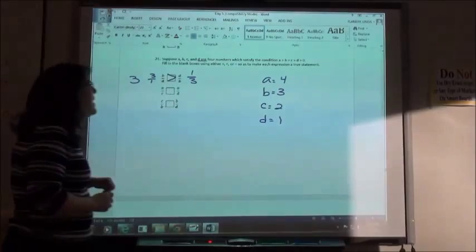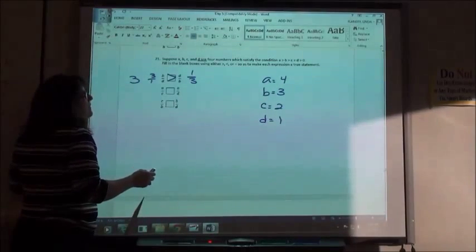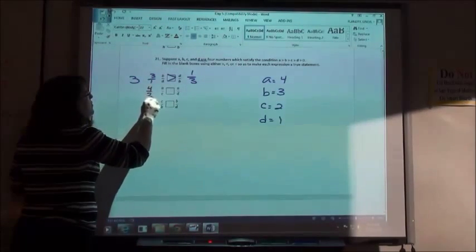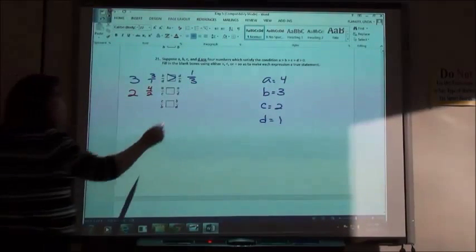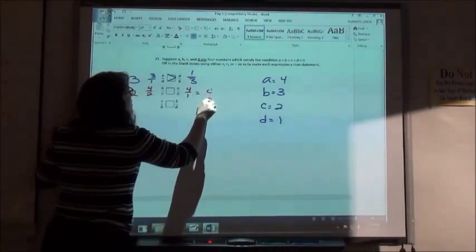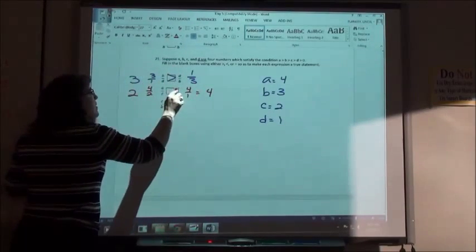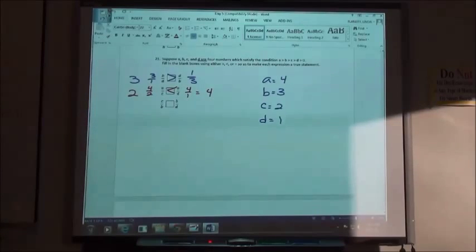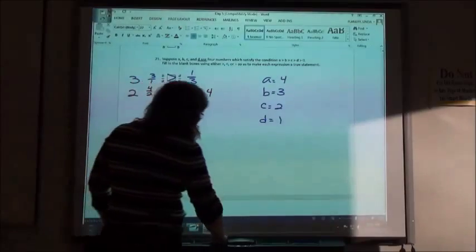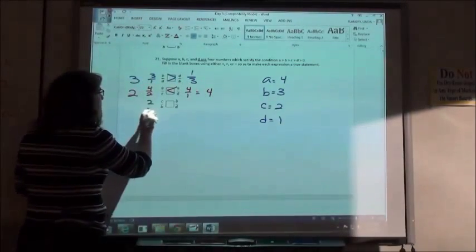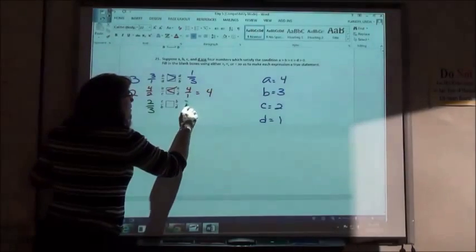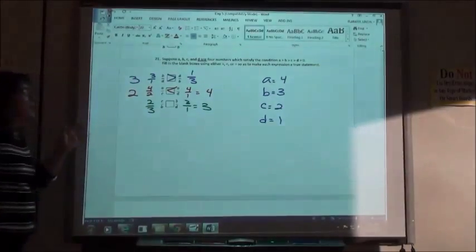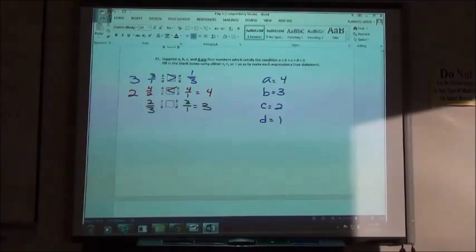A over C would be 4 over 2, which is 2. A over D, 4 over 1, which is 4. 2 compared to 4, less than. C over B would be 2/3. B over D would be 3 over 1, which is 3. And 2/3 compared to 3, less than.